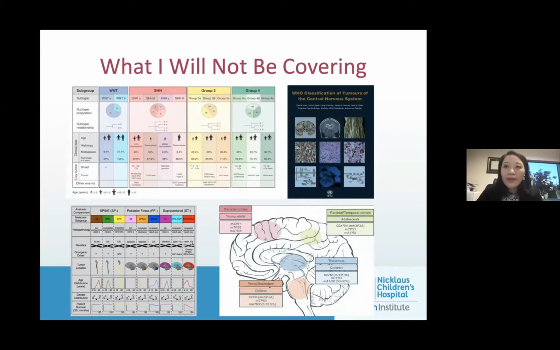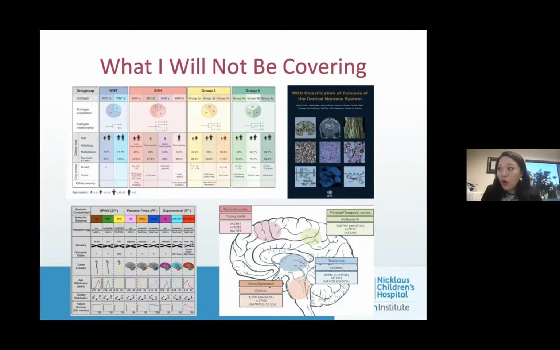I will not be covering a lot of the underlying submolecular analysis or some of the more detailed neuro-oncology advancements that we have made over the past decade. I will be talking in broad strokes, however, and we'll be talking about some common genetic abnormalities. However, I will not be discussing these recent neuro-oncologic advancements of specific tumors.